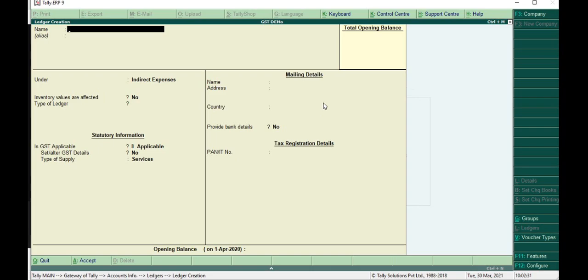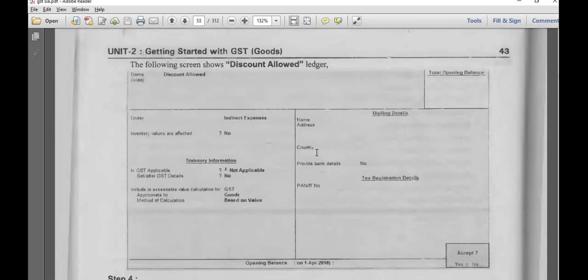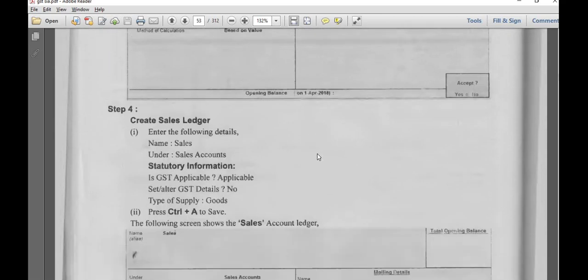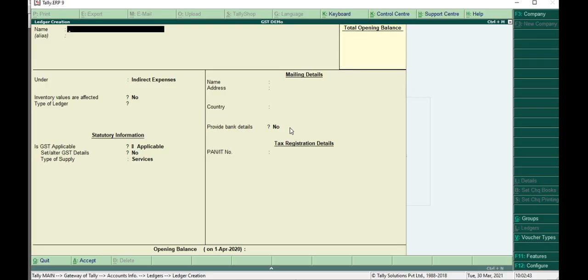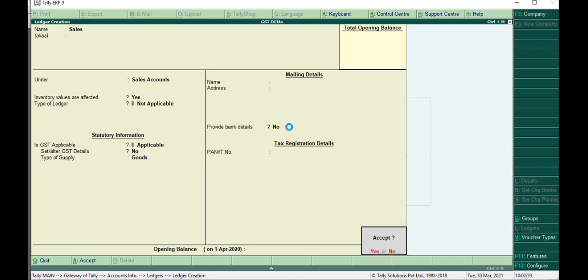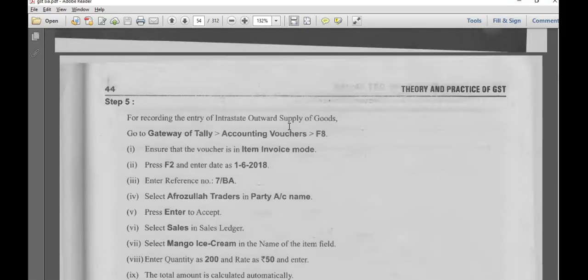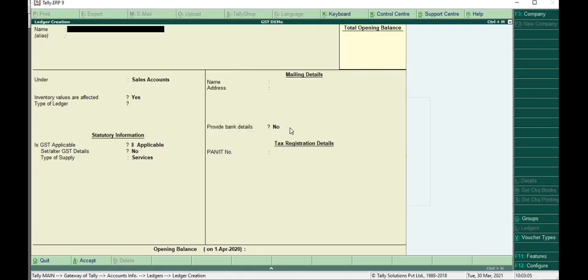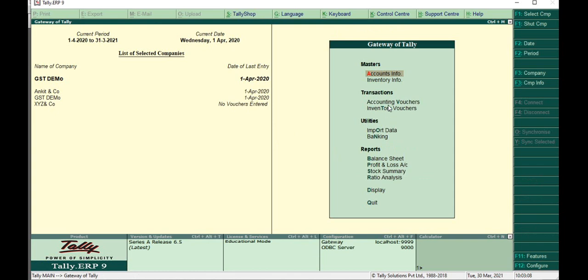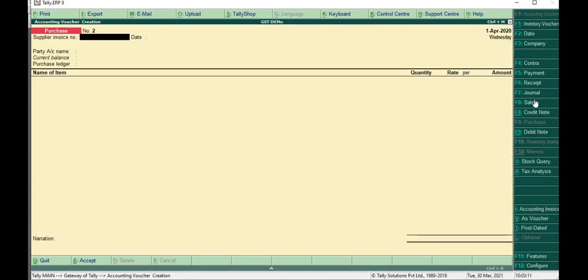Okay. So that is the way how to create that ledger. Next, the discount allowed ledger is already done. Next, the sales ledger, it is already there, I think so. Sales ledger, then go to the sales voucher, accounting vouchers, sales.